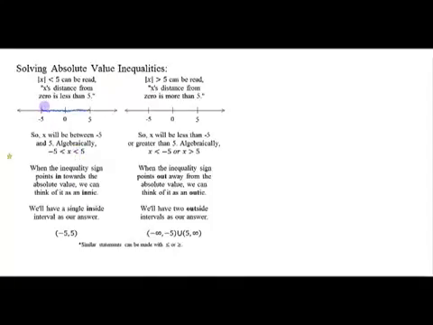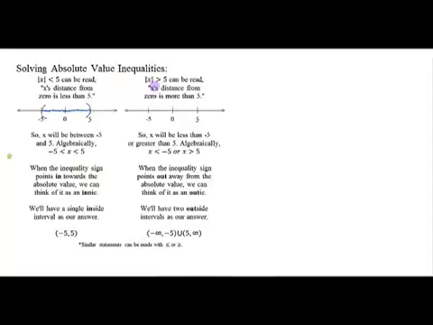So I end up with this interval. Let's go ahead and put our parentheses on the end since it's a strict less than. So x will be between -5 and 5. Algebraically, -5 is less than x is less than 5. When the inequality sign points in, like this, towards the absolute value, we can think of it as an innie, just a fun way to remember what's going to happen with this inequality. We'll have a single inside interval as our answer, -5 to 5 in this case.